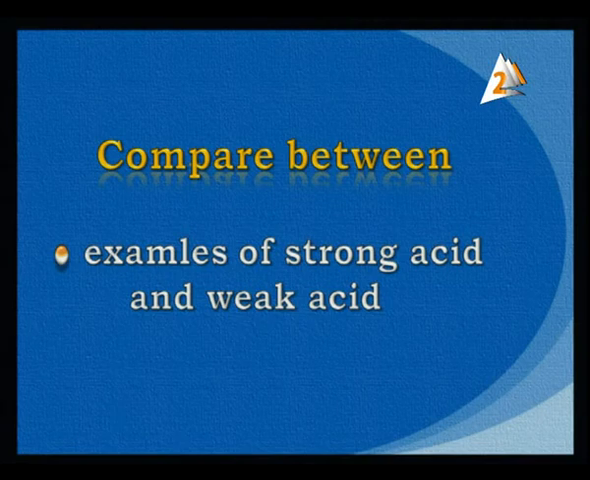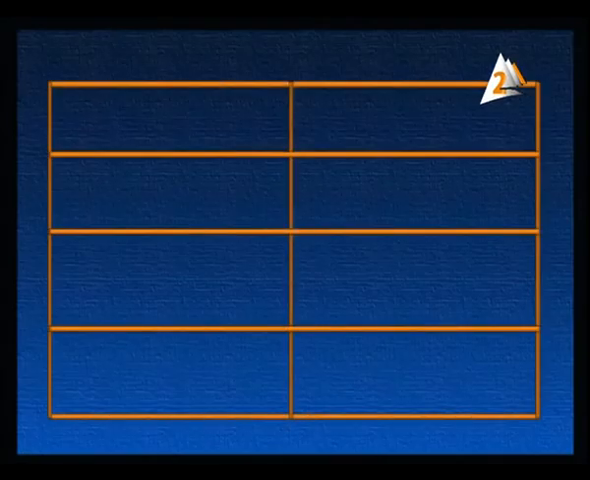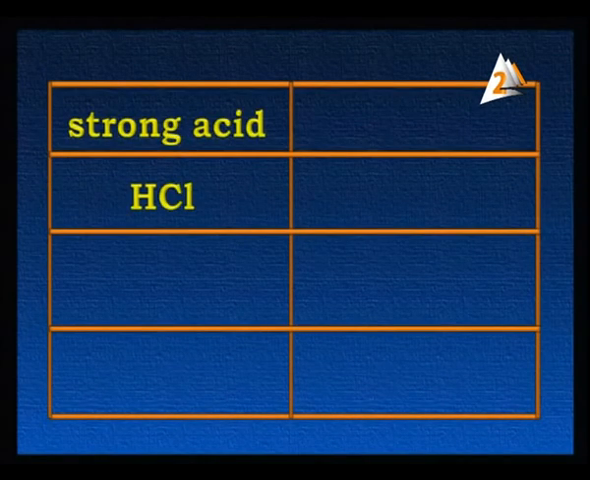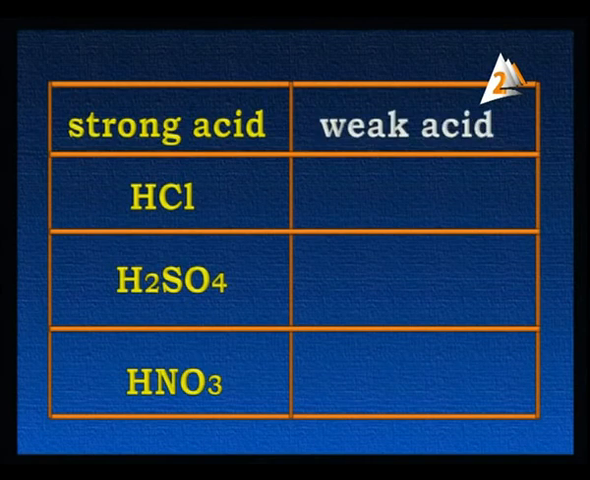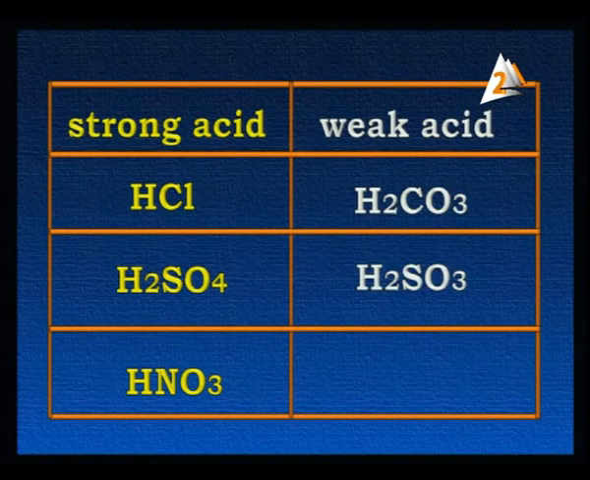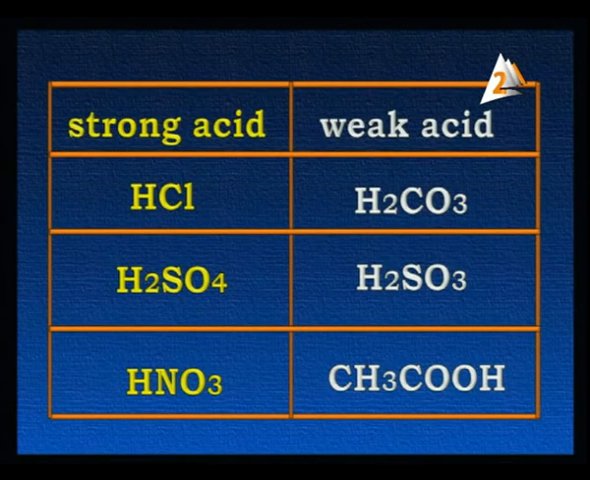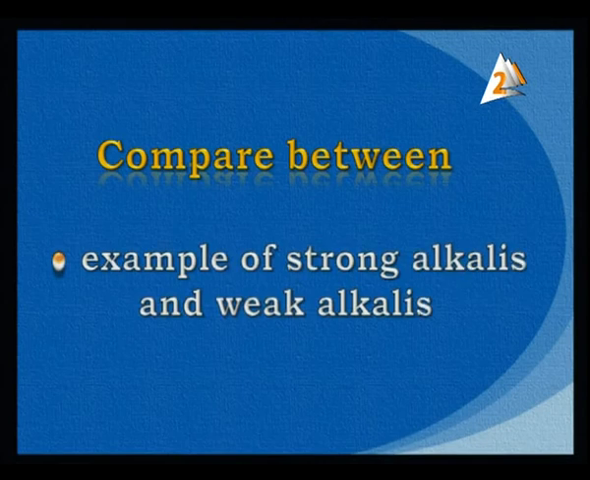It's a very easy one. We have here the table, and in the first cell we have strong acids like HCl, H2SO4 and HNO3. They are very, very strong acids. The second one, we have weak acids: H2CO3 carbonic acid, H2SO3, and CH3COOH. Any organic acid is a type of weak acid. Don't forget this.